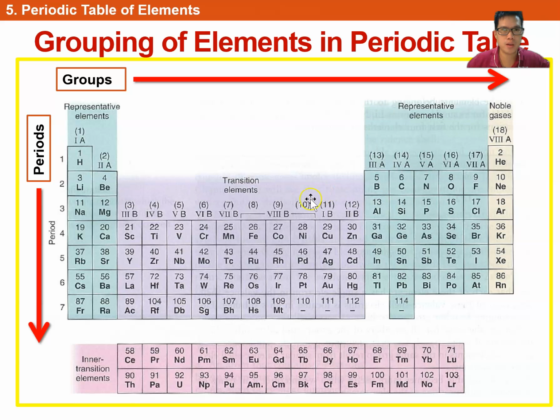Then if we say the group 4, period 2, group 4 over here, 1, 2, 3, 4, and period 2. So it's carbon, C.